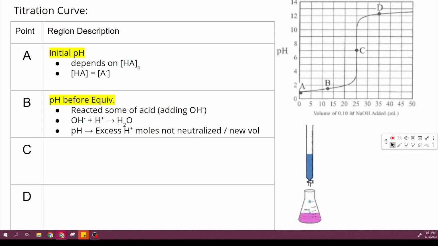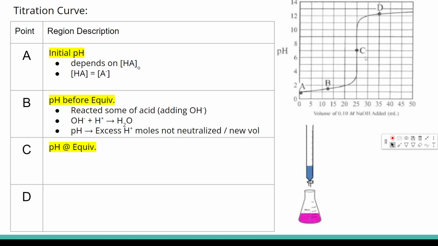And the biggest thing that's tricky, that students mess up on, is the new volume, because the new volume is adding from the sodium hydroxide and the acid on the bottom. So remember, the volume is new because you are literally adding solution into more solution. So don't mess that up. Very, very common mistake.